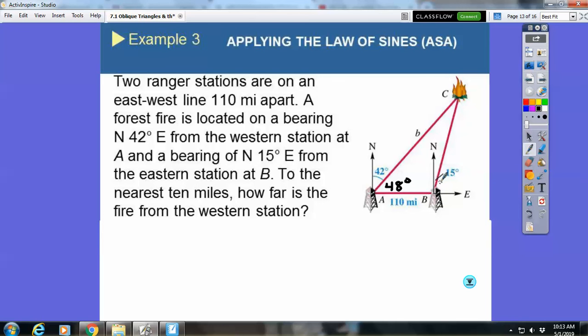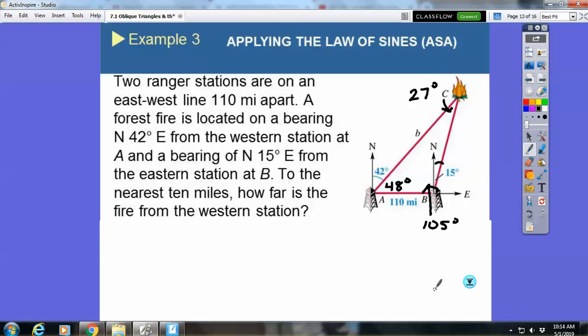Okay, how am I going to find the angle over here for B? We'd have to do 90 plus 15, because this one is bigger than 90. The 15 is the distance from the angle to the north-south line, and we know the north-south line down would be 90. So this one is 105 degrees. Then you could get angle C if you did 180 minus 105 minus 48. Okay, we've got all of our angles.